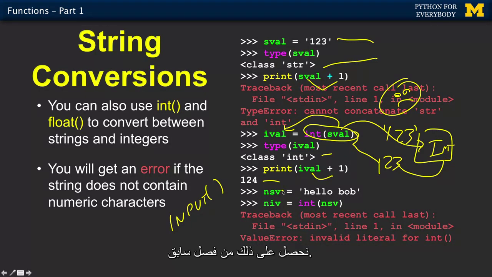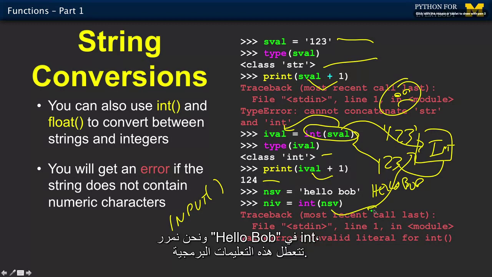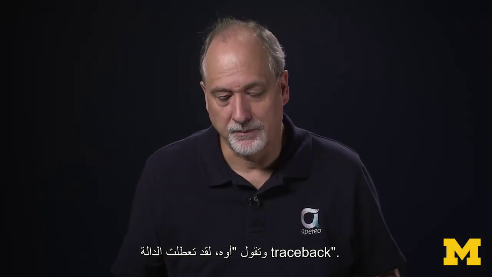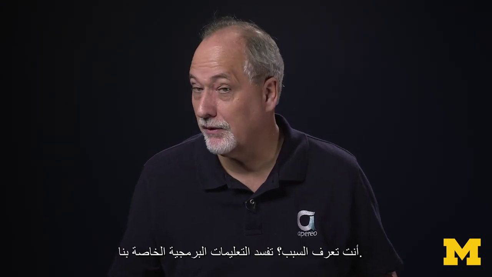And this came from a previous chapter. If we happen to be calling int and we pass hello Bob in, this code blows up. And it says, oh, traceback. And that blew up. So even a function can blow up. And you know what? Our code blows up. So the function blows up, and away we go.